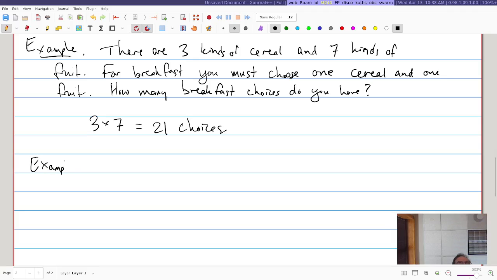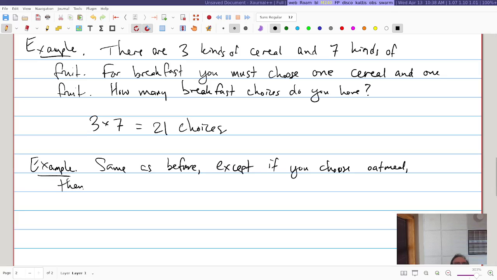Here's another example. Same as before, except, oops, if you choose oatmeal, then you can't have peaches or bananas. Now, you all could probably figure out what the answer is in this case.